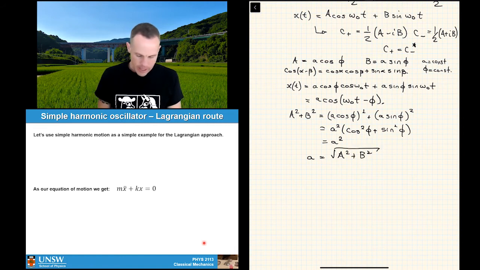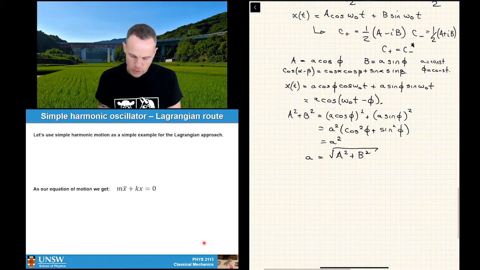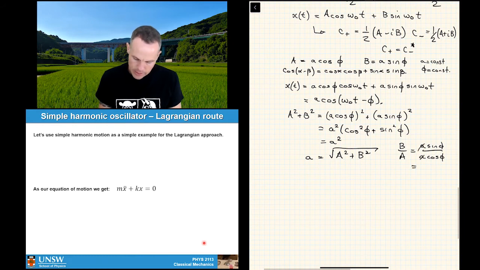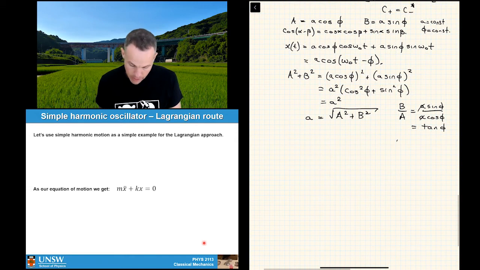Okay. And then the other one we can do on here, if we wanted to, is write big B over big A. And then big B over big A is going to be A sine phi on A cos phi. And the two A's cancel out, so this is just tan phi. And so now we can write phi as inverse tan of big B on big A.